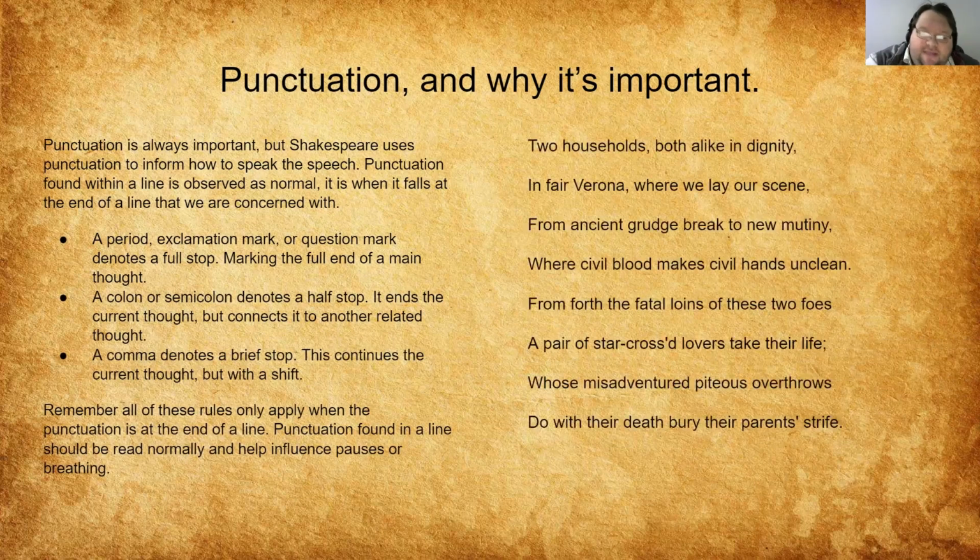So this is part of the prologue to Romeo and Juliet. As you can see, we've got a lot of different punctuation at the end of the line. So let's just start right at the top. Two households, both alike in dignity, comma. So we're just going to take that brief pause because we're not done talking about these two households. We're just going to now move on to in fair Verona, where we lay our scene. We're talking about where they are.